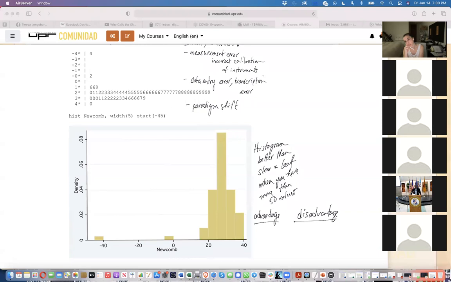So with the histogram, we can see the peaks very clearly. You cannot, or you can? You can. You can see the peaks. You can see the peak more clearly.